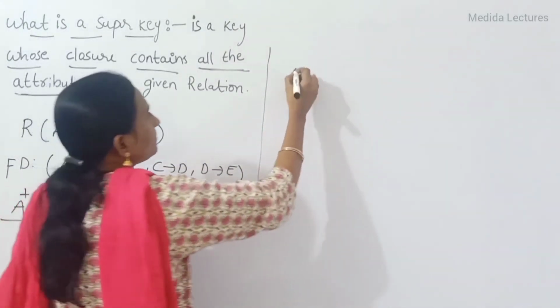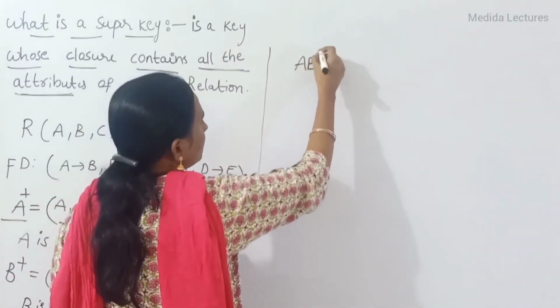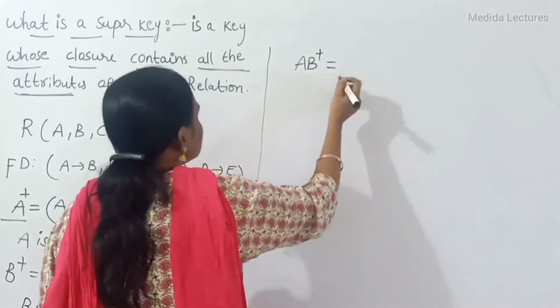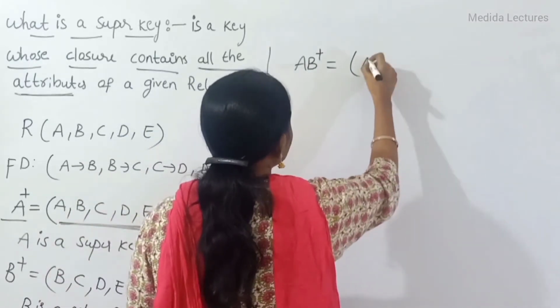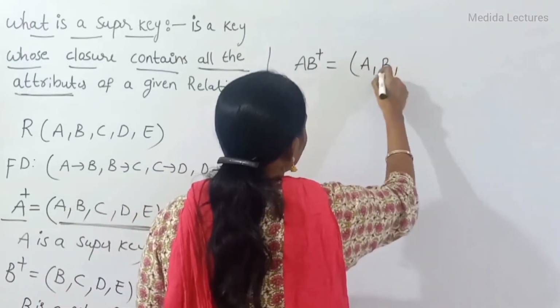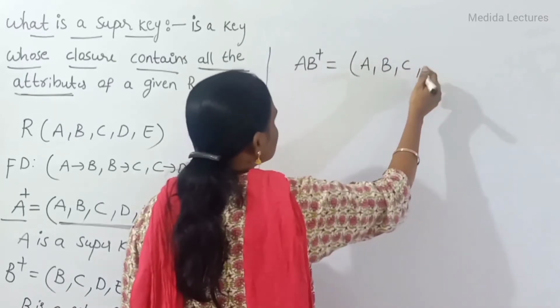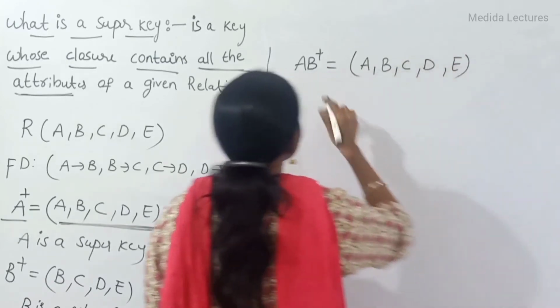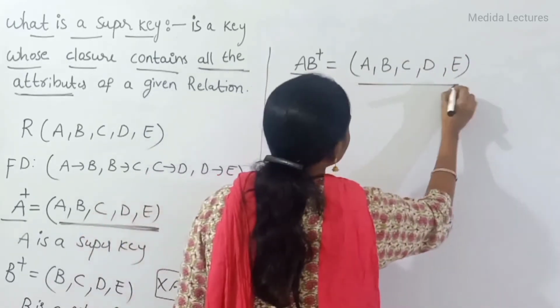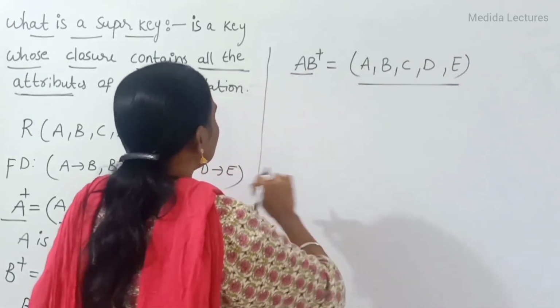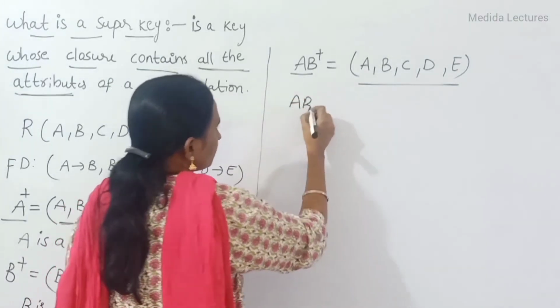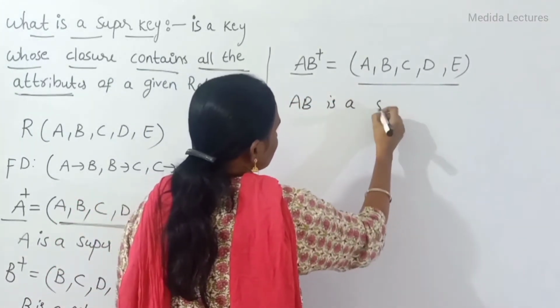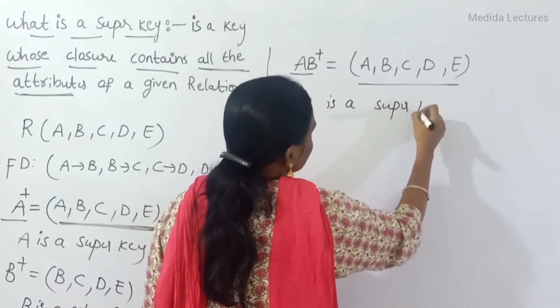Now find out AB closure. So what is AB closure? AB closure itself determines A and B. If you have B, then you can determine C. If you have C, then you can determine D. If you have D, then you can determine E. So AB closure consists of all the attributes. Is it a super key or not? AB is a super key.